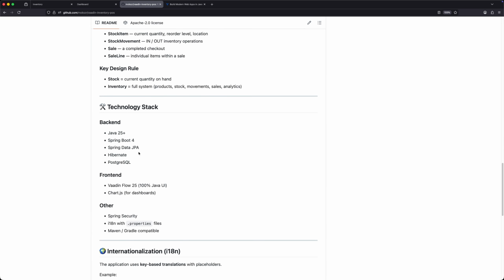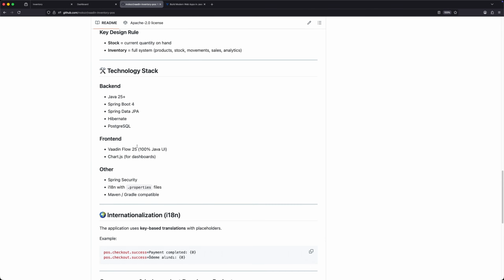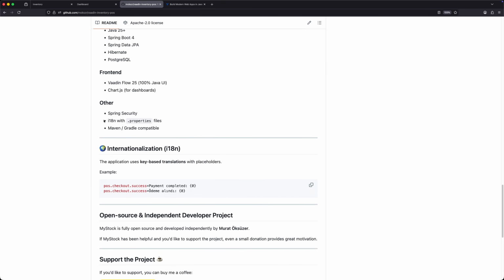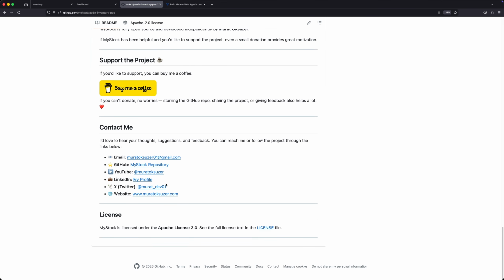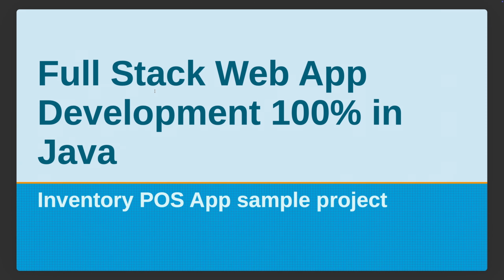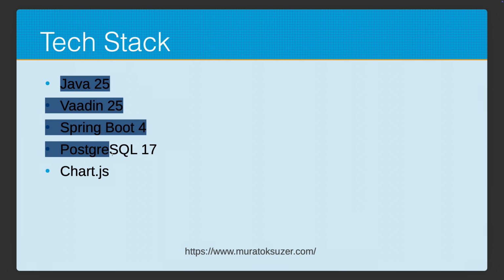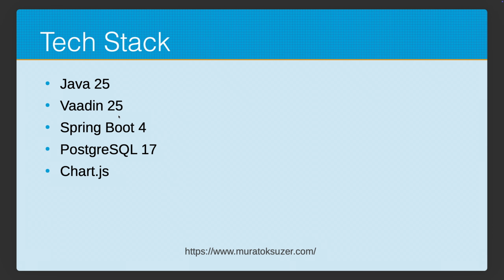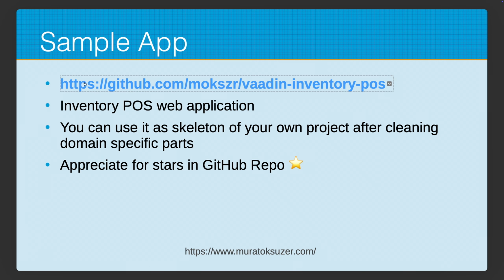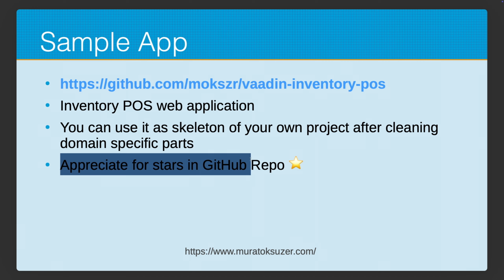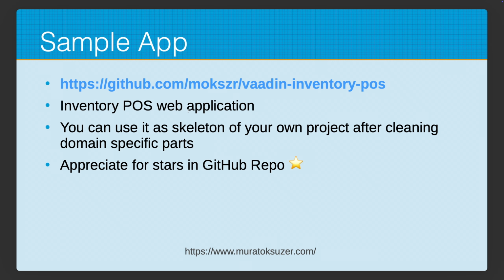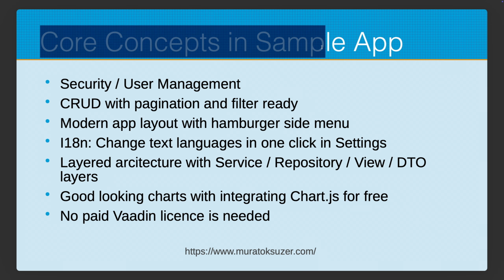Check out the README in the GitHub repo for details like technology stack, multi-language support, and contact details of me. Okay, let's bring it all together. Here is my technology stack. I use Java 25, Vaadin 25, Spring Boot 4, PostgreSQL and chart.js. You can access the repo from here and you can use it as a skeleton of your own project after cleaning domain specific parts. And I appreciate 4 stars in the GitHub.